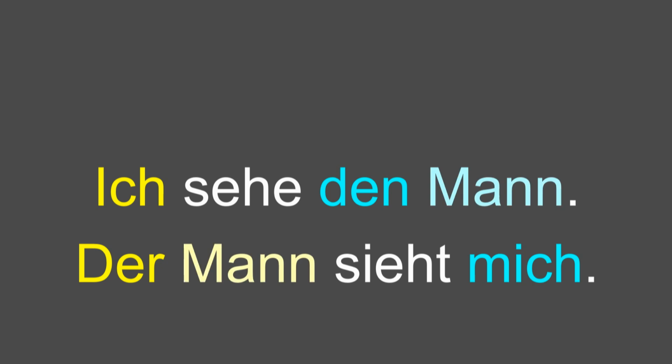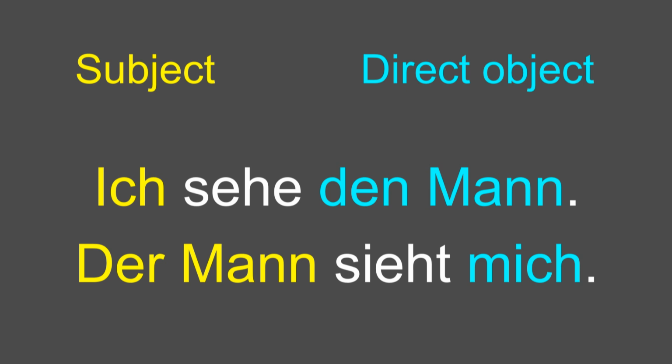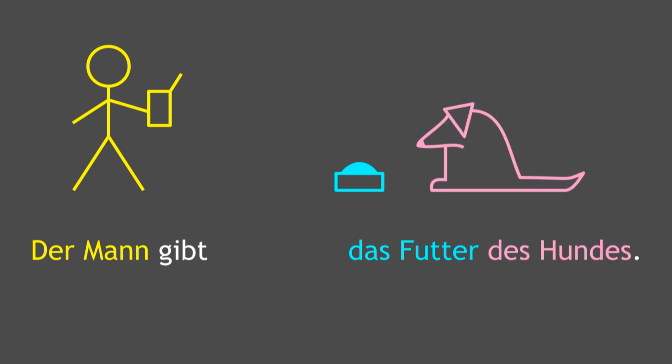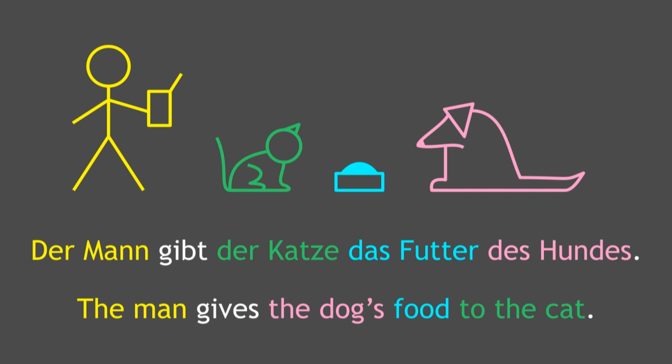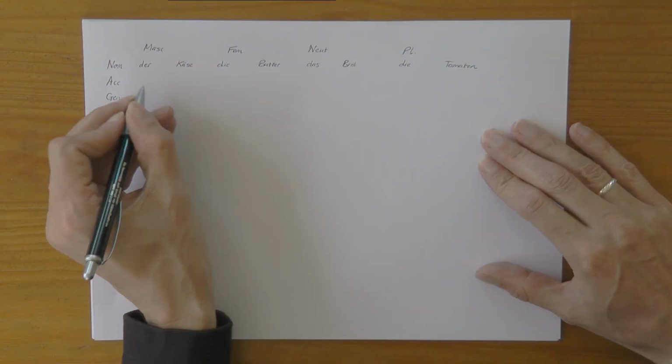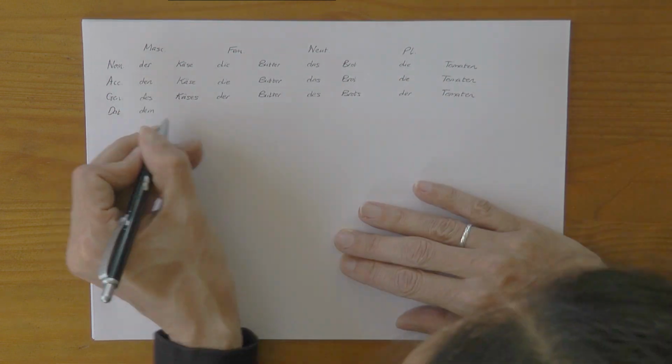No, actually, let's be more specific. It depends on whether the man is the subject of the sentence or the direct object. We can summarise the cases like this: nominative for the subject, accusative for the direct object, genitive for the possessive, and dative for the indirect object. Multiply that by 3 genders and a plural, and that's 16 different ways of saying the.